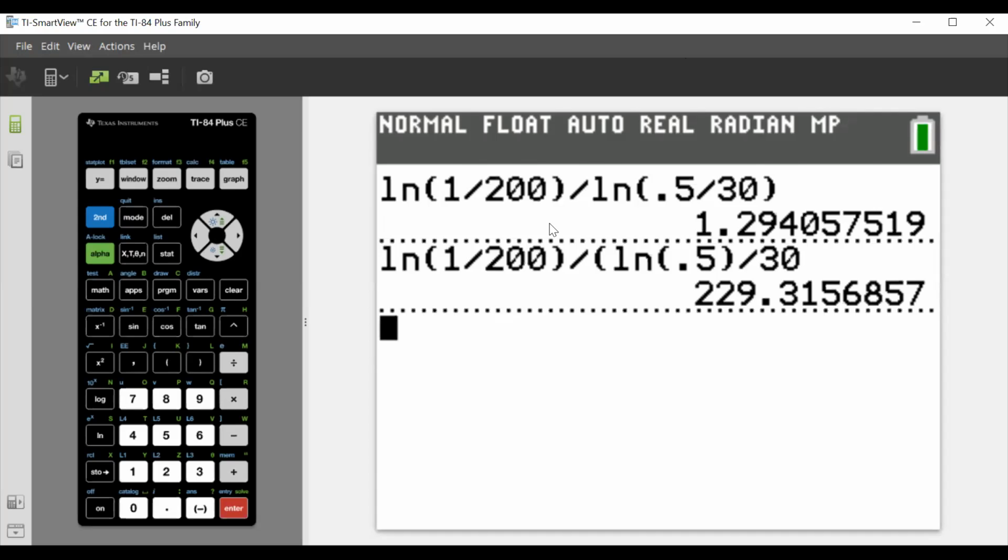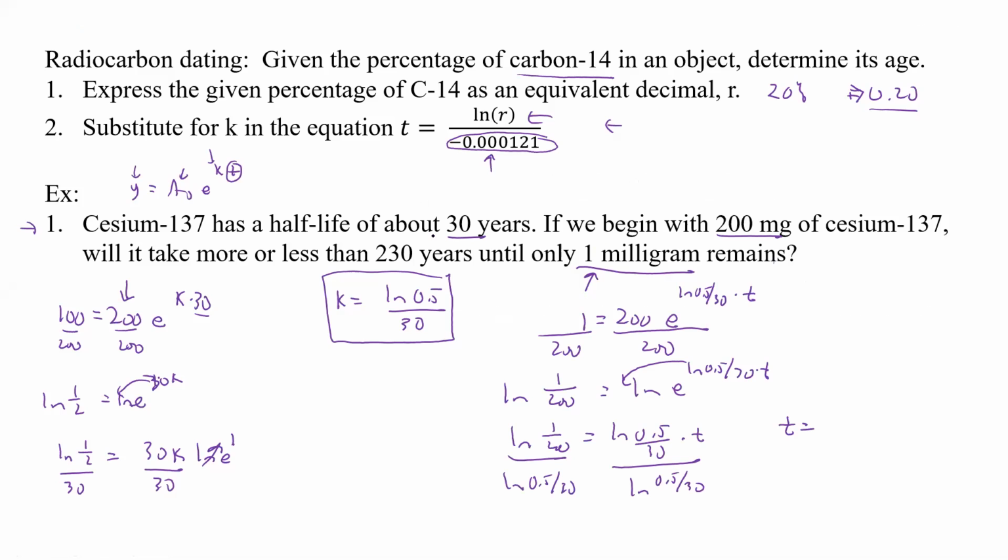So let's fix that, because I did have it over 30. I just saw that on my thing. So this is over 30, that whole thing, not just that. So it's ln of that. So I have to make sure I keep track of what I have everywhere. Otherwise, you're going to have the wrong answer. And so t, it said, was 229.3 years. And so that's how long it was going to take to decay to that 1 milligram.